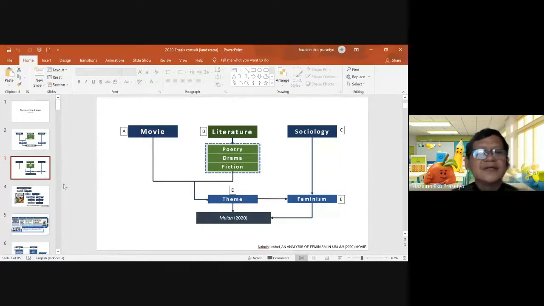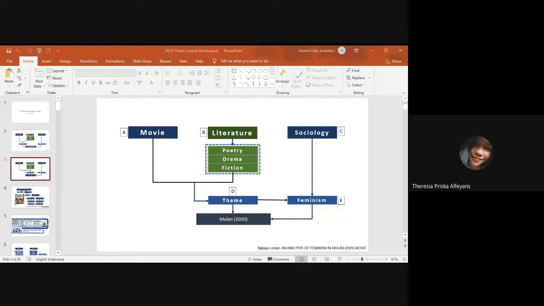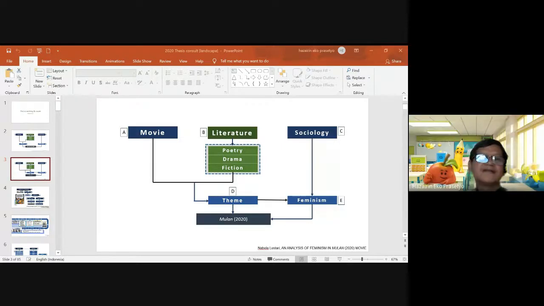So I think this example helps you understand the relationship between movie and literature. Priska, is that clear? Yes, sir. Thank you. Okay.